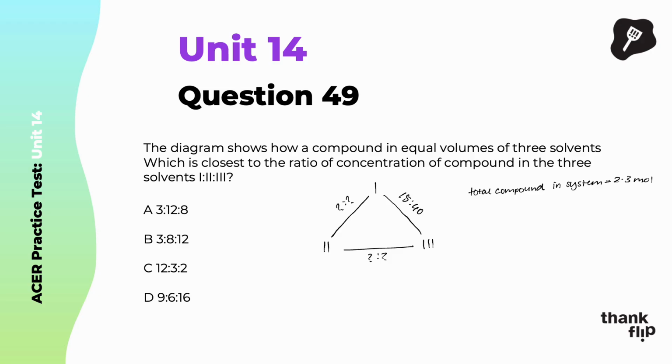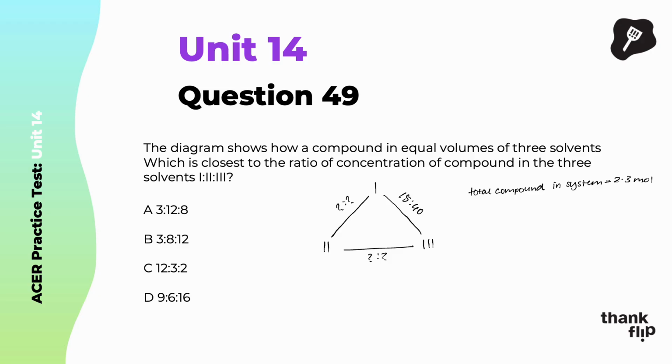And this 1.1 mole is divided by this ratio. So we have 15 parts in solvent 1 and 40 parts in solvent 3. So in order to figure out how much one part is equal to, we're going to add this up. So total parts is 55. And so we're going to do 1.1 moles divided into 55 different parts. And we have 15 of those in solvent 1. All right? And we have 40 of those in solvent 3.